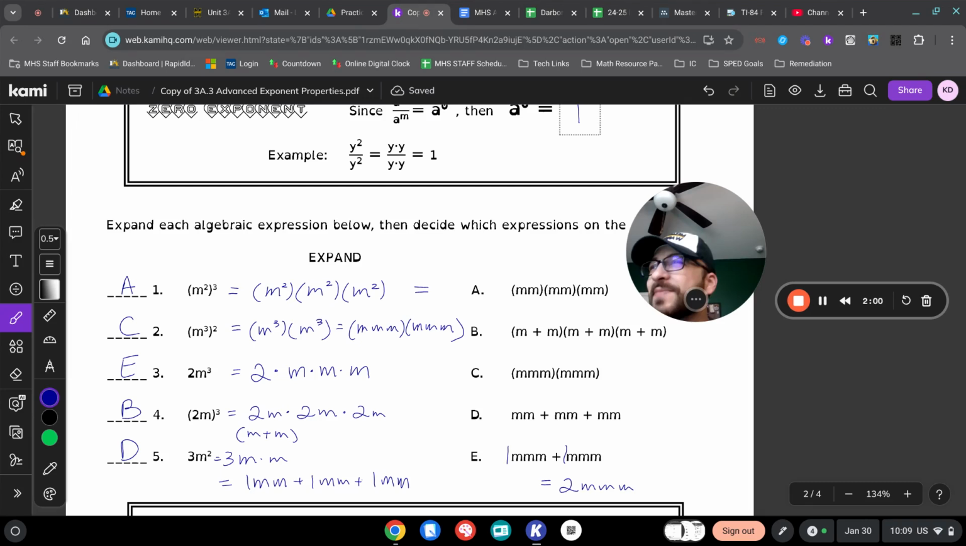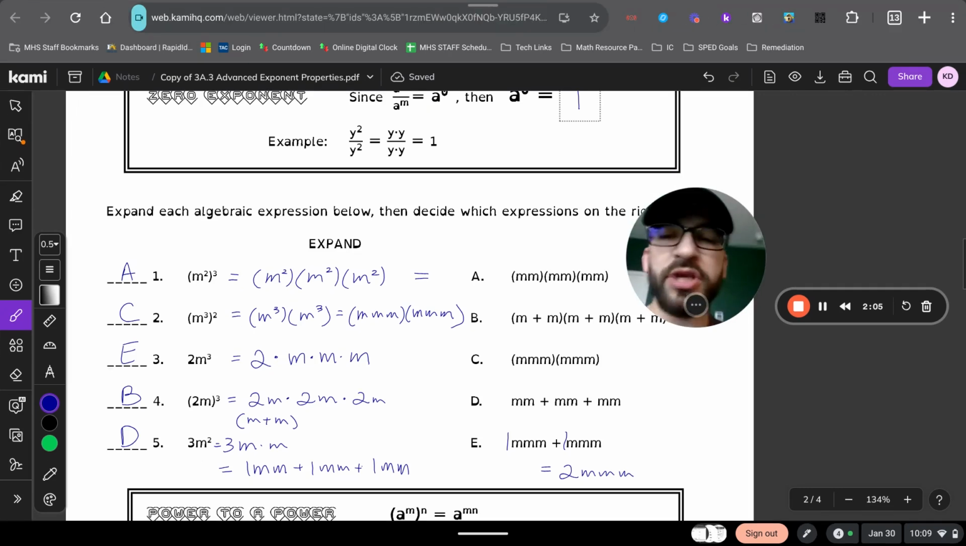All right, y'all. So looking across these, hopefully you got some similar answers to me. If you weren't quite the same, that's okay. We'll talk about them here for a bit. So our m squared cubed. If we are cubing m squared, that'd be the same as m squared times m squared times m squared, which m squared is the same as m times m. So we can see that that one represents A. C, m cubed squared, same thing but in reverse, m cubed times m cubed, which would be mmm times mmm, which would give us C.